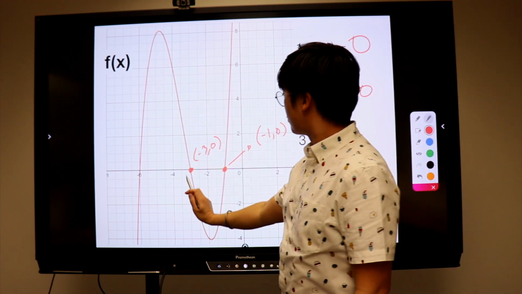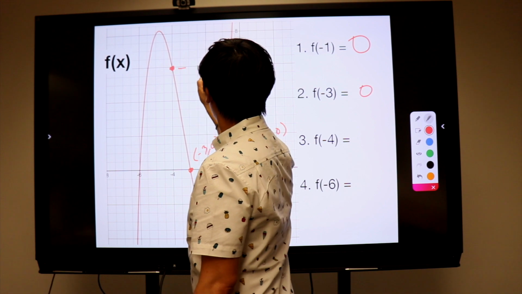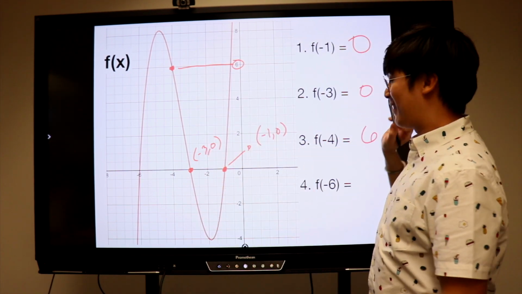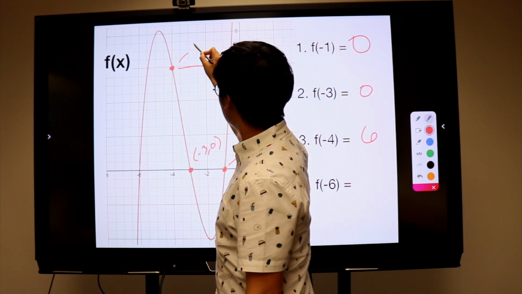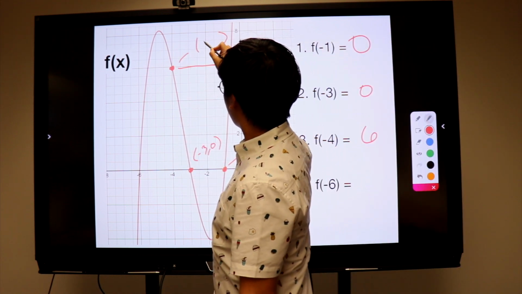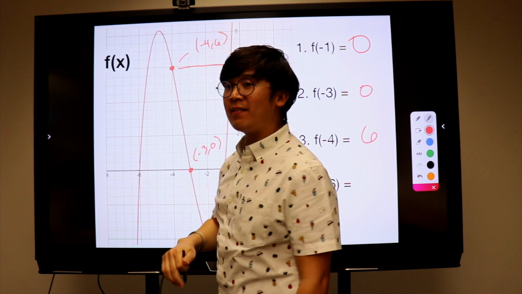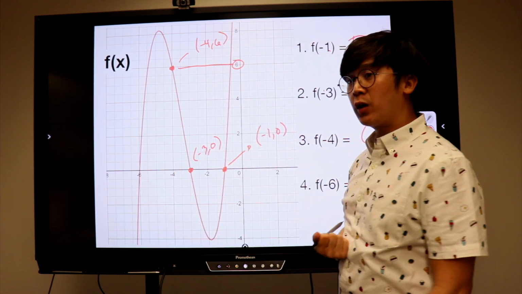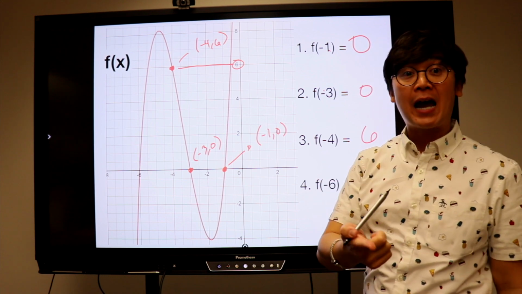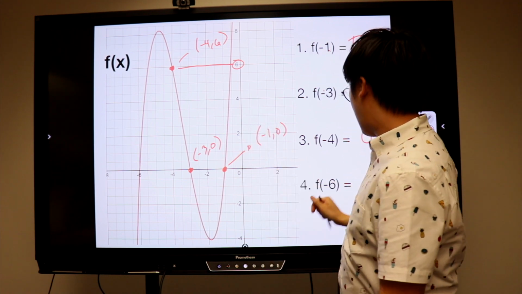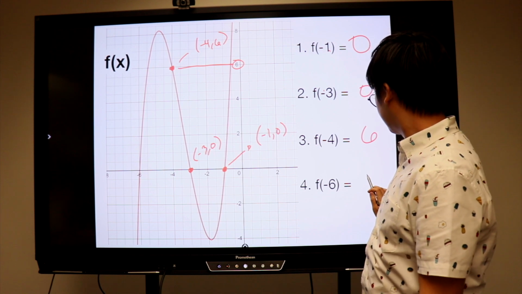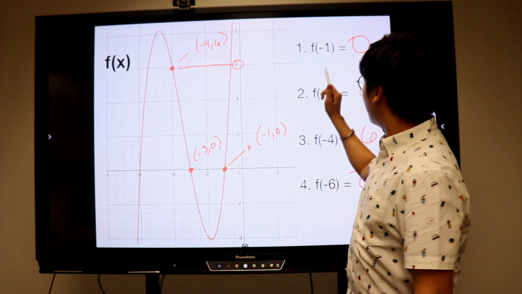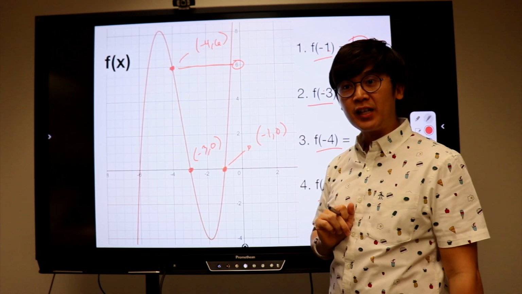Negative 4, 6. About 6, right? Good job. So this one is what? Negative 4, 6. And that's basically what you're solving when you're finding the values of y, but this time visually. F of negative 6, 0. So we're clear? So that's how simple finding these problems is.